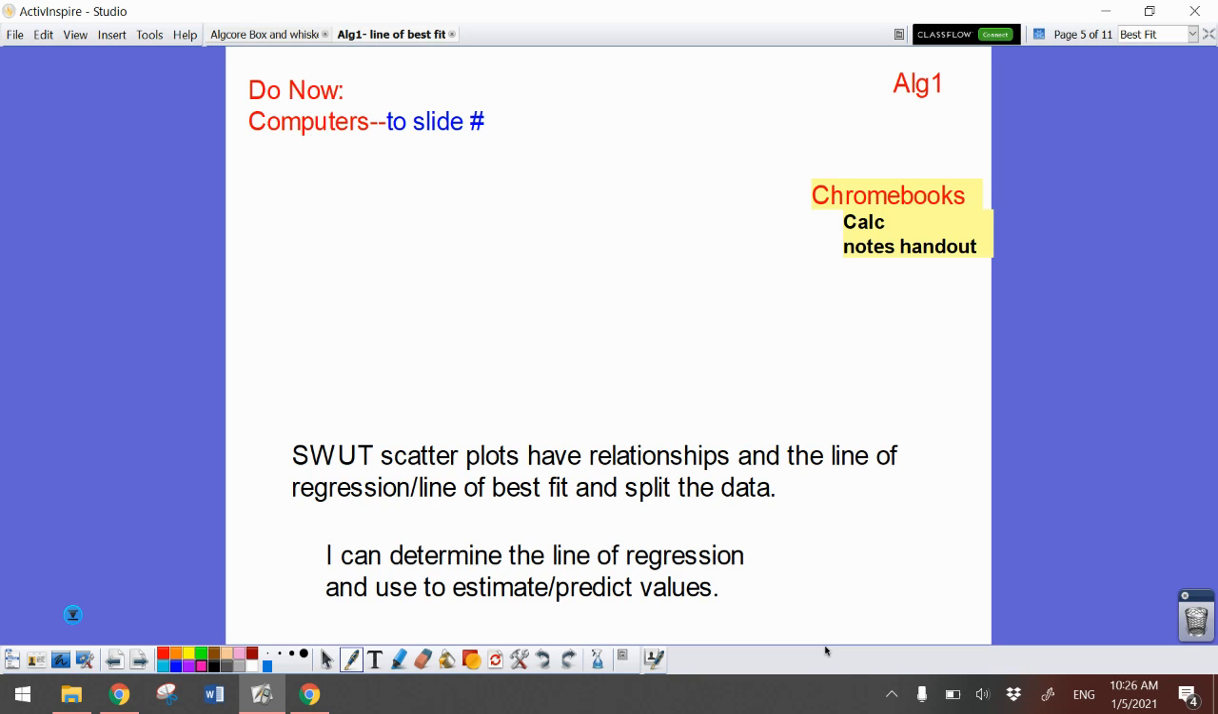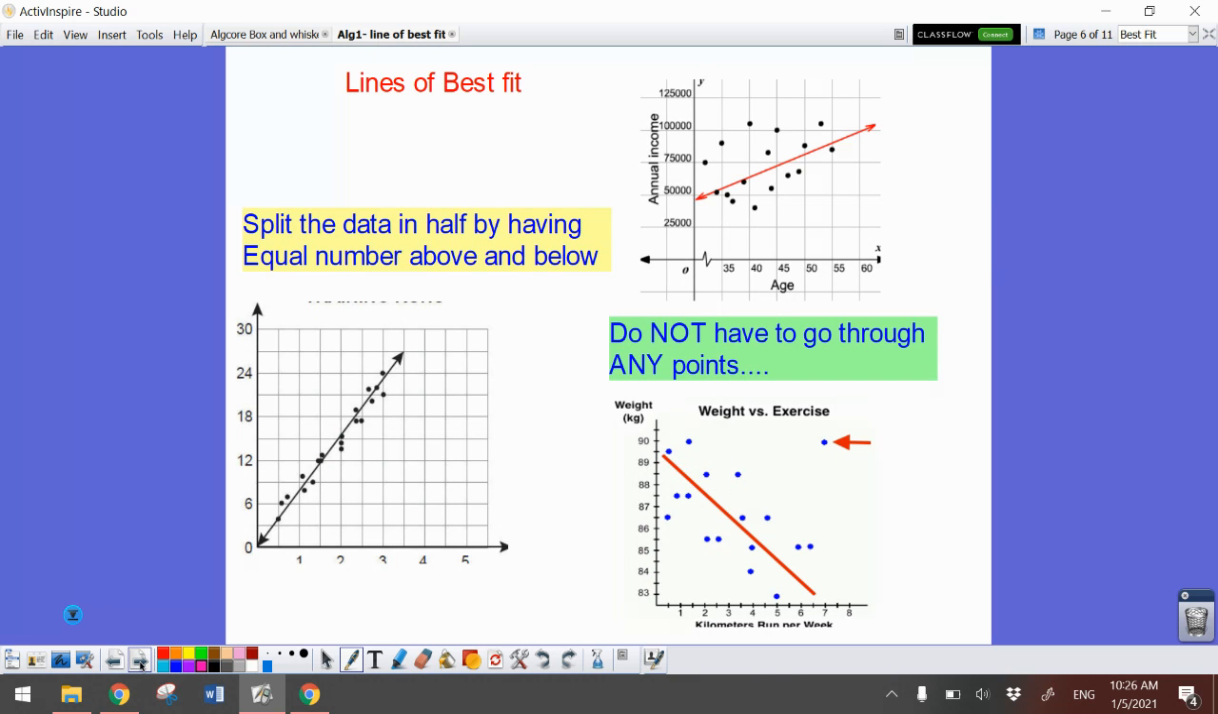Okay, so we're going to continue working on the line of best fit today. As we get started, I want to talk to you about lines of best fit. When you have a line of best fit, the whole purpose or the job of a line of best fit is to split the data in half. So you should have an equal number of points above and below the line.